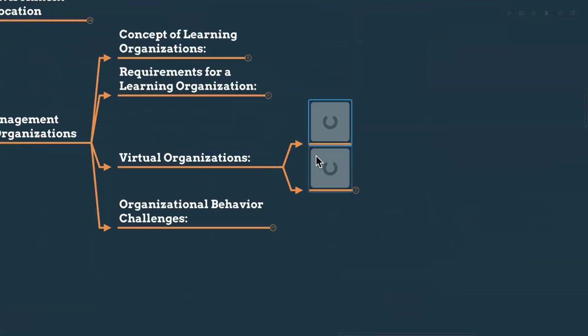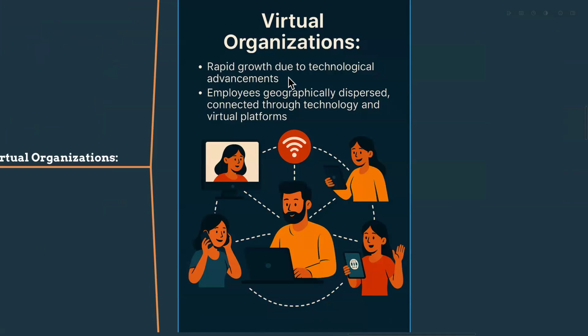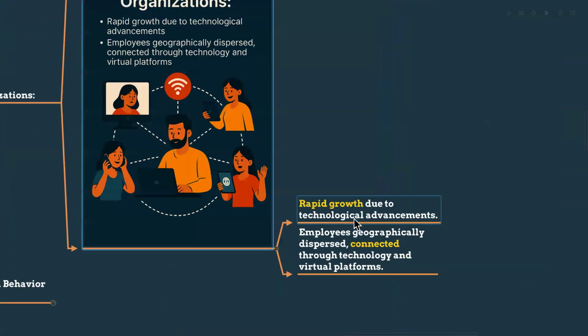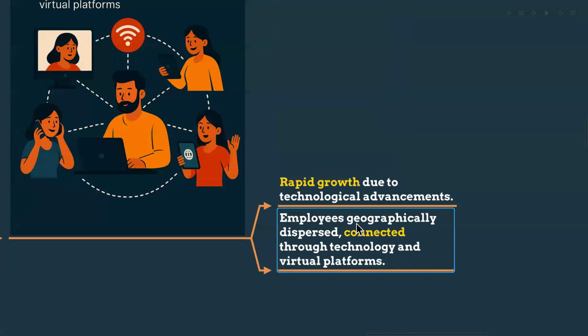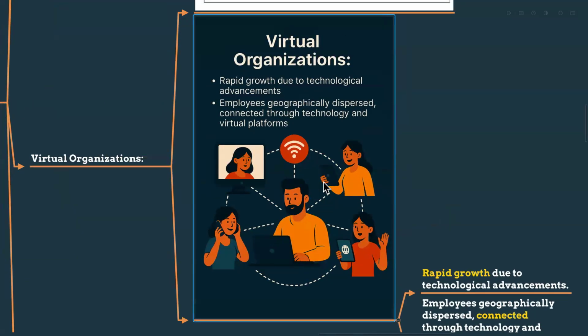And let's talk about virtual organizations. Virtual organizations mean, my dears, it's everything online, right? So virtual organization has rapid growth due to technological advancements. The employees are geographically dispersed. It means I'm in Sri Lanka, another person is in Australia, another one is in the US, another one in the UK, Ireland. So employees are geographically dispersed, connected through technology and virtual platforms. That's virtual organization. It means companies where people work together online, not in the office. It's growing very rapidly because employees are now scattered geographically, right? They are connected through the internet.